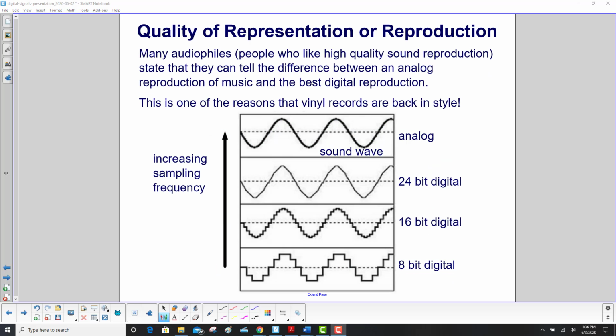Many audiophiles, and that's people who really like high-quality sound reproduction for mostly music, I would imagine, they say they can tell the difference between an analog reproduction of music and the best digital reproduction. So what they're saying is they can tell the difference with their ears between that and this. Which is one of the reasons that vinyl records are back in style. Those are analog. There's no digital going on there. I myself can't hear the difference, but I'm sure some people can.